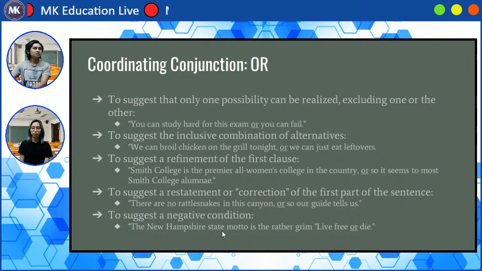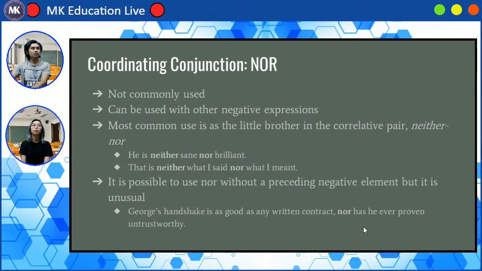Okay, now next, to suggest a negative condition. The New Hampshire state motto is rather grim: to live free or die. So when we use "or" in this condition, we have to say something positive first, like live free, then follow it up with "or die". Okay? Now let's go to "nor".